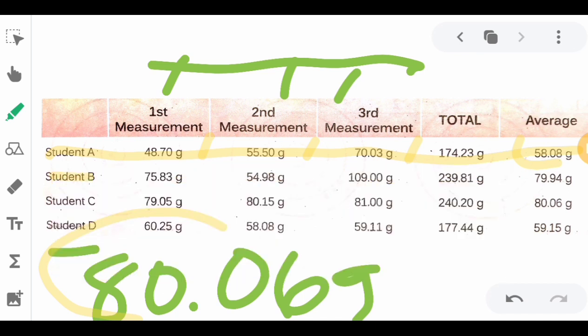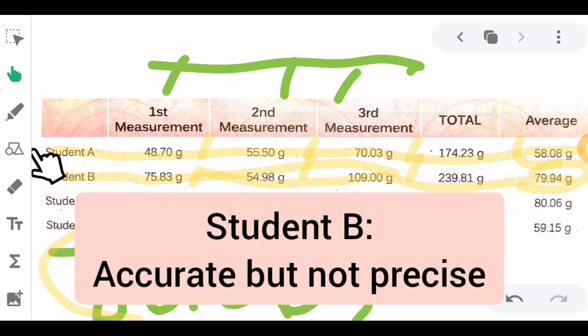Next, let us analyze the work of student B. For student B, the measurements are also far from one another: 78.53, 54.98, and 109.00 grams. Since the values are far from one another, the measurements conducted by student B are not precise. And if you look at the average, 79.94, if you round that up, that is 80, which is near the standard value. This is the measured value here. Since it is near the standard value, this is accurate. Therefore, the measurements of student B are accurate but not precise.